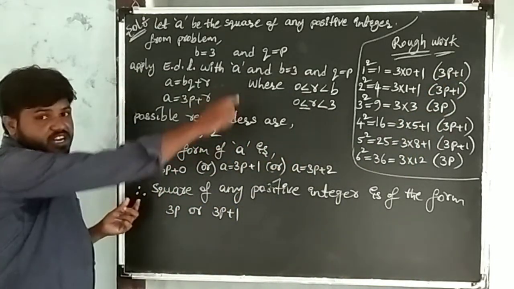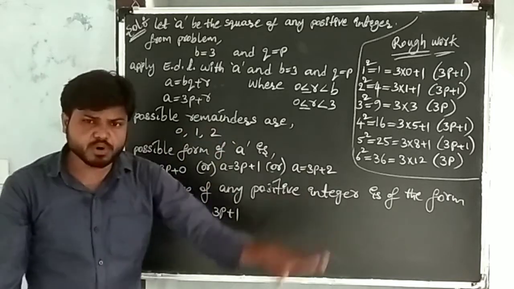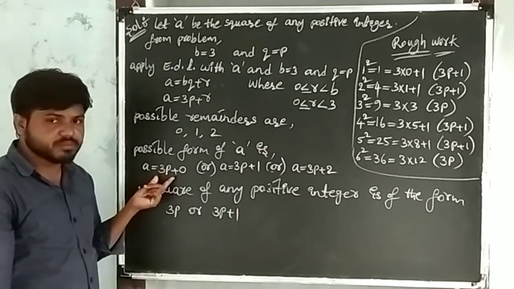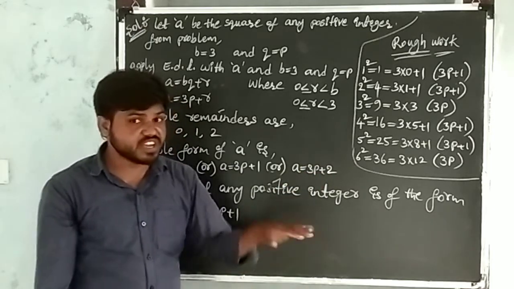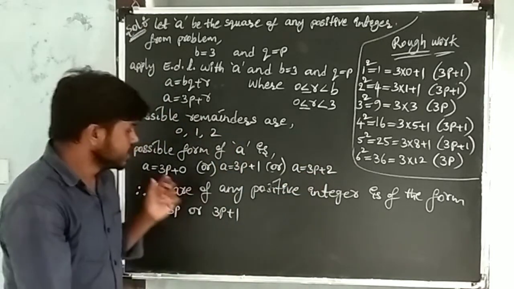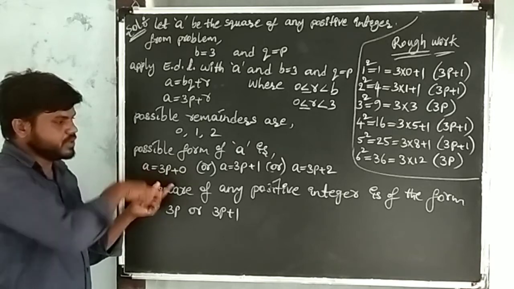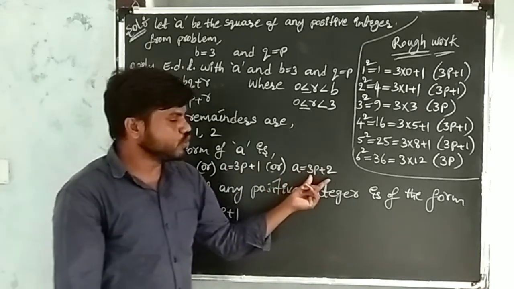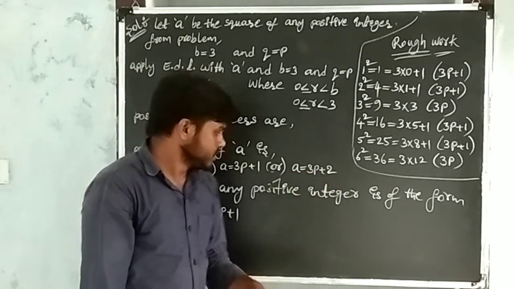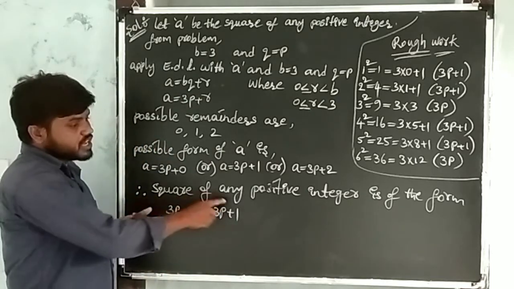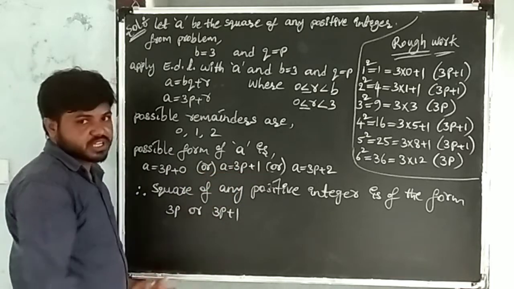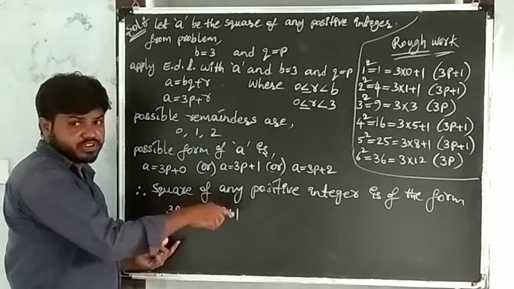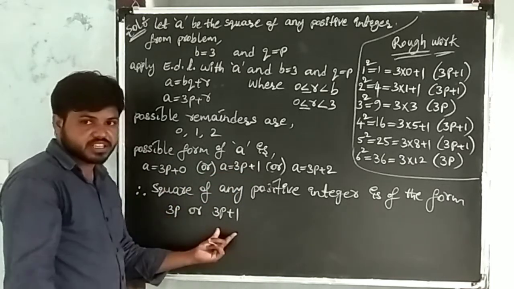See, from the rough work we can say the square of any positive integer is of the form 3p or 3p plus 1. We won't get the 3p plus 2 form. So, therefore, the square of any positive integer is of the form 3p or 3p plus 1.